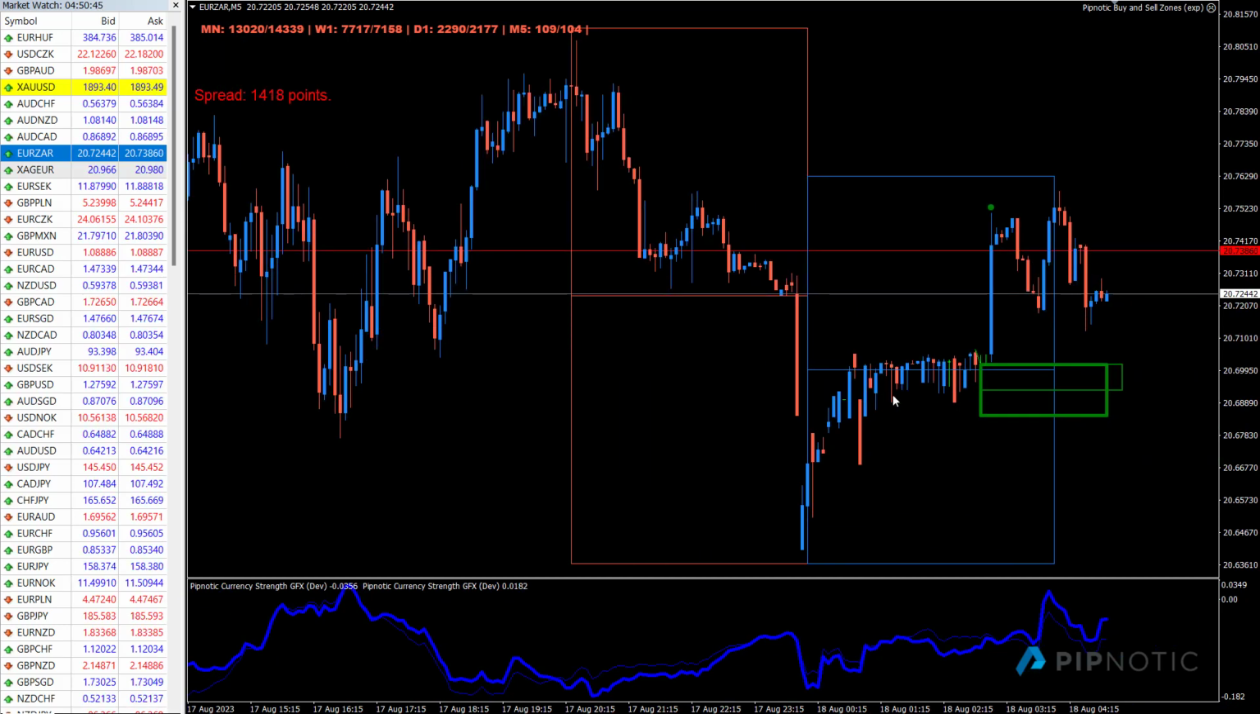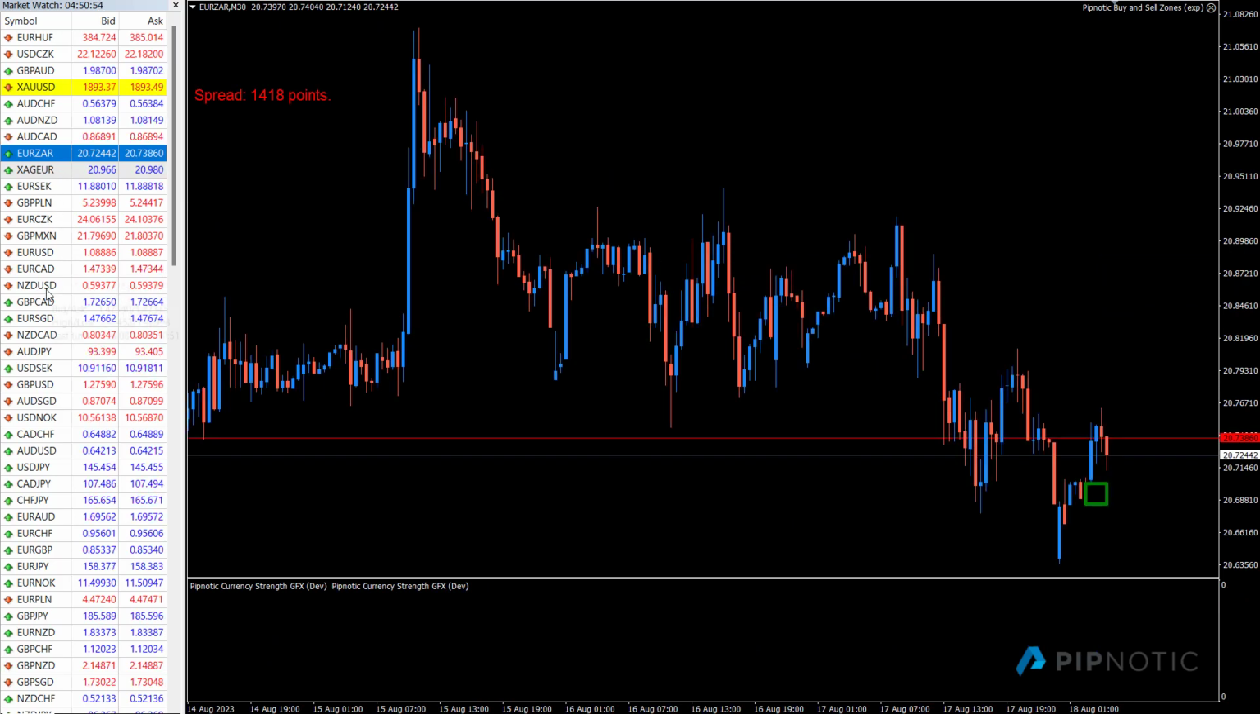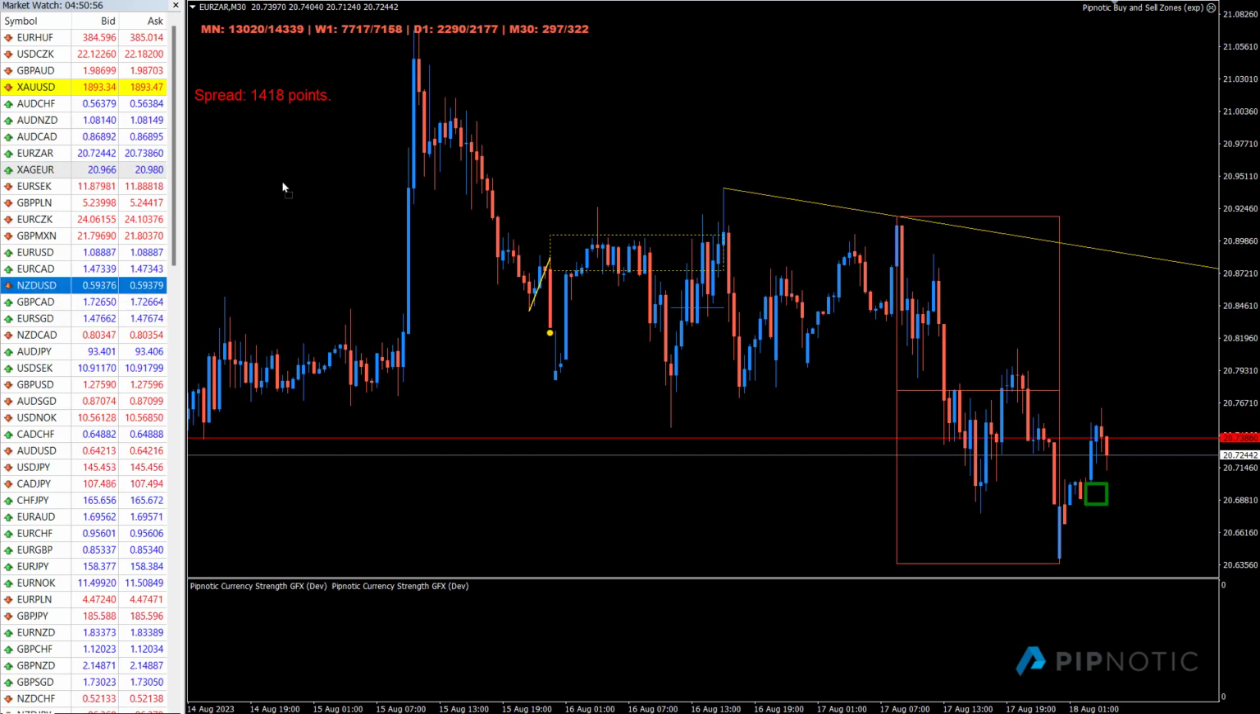So this zone was created in a very illiquid time of the day, which makes it less interesting to trade as well. Okay, let's have a look at one more. Let's do the Kiwi American dollar.